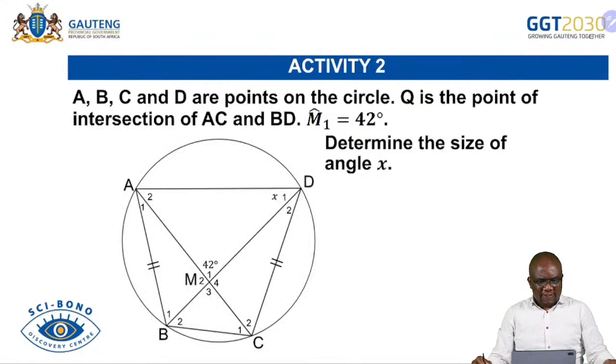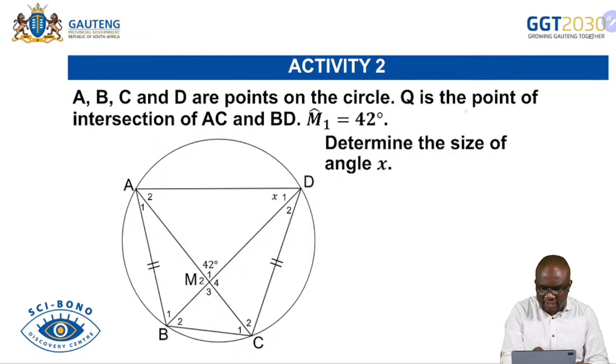Welcome back, grade 12s. A, B, C, D are points on the circle. M is a point of intersection of AC and BD. It's not Q, sorry. It should be M here. This M here, this M here, it's a point of intersection.